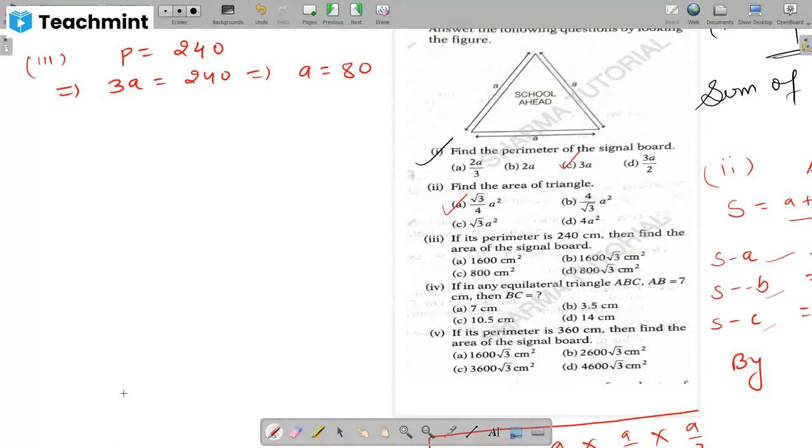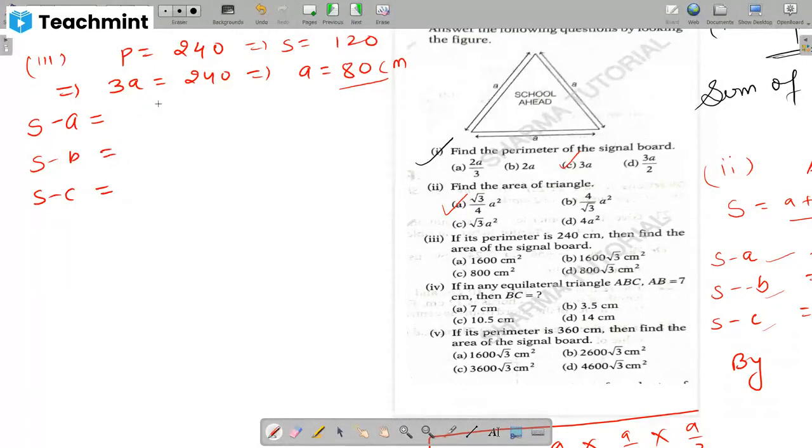Is it correct? 120 minus 80. No, the value of a, it is correct. Yes, ma'am. You said 80. Okay, fine. I didn't hear. Now we will find s minus a. And before we find s minus a, let us find s as well. So s is 120. Now we will find s minus a, s minus b, and s minus c.